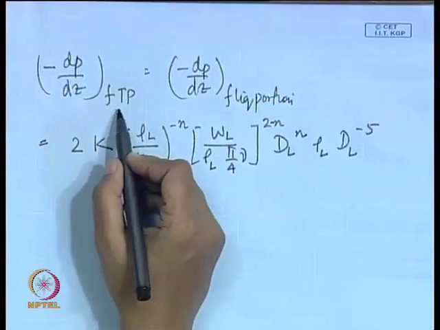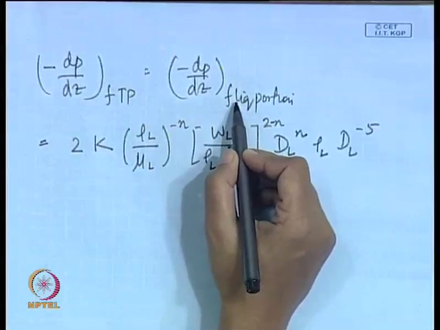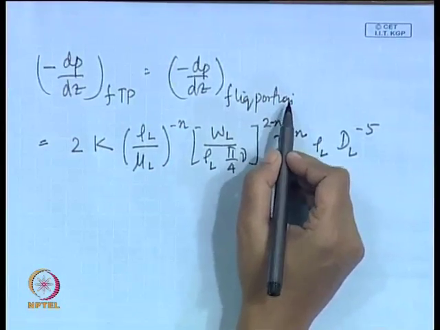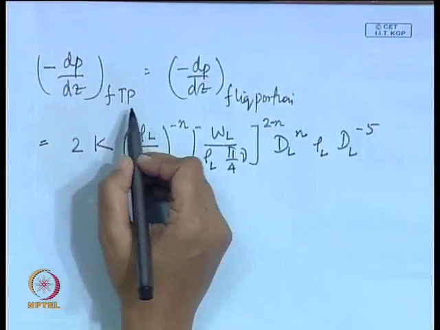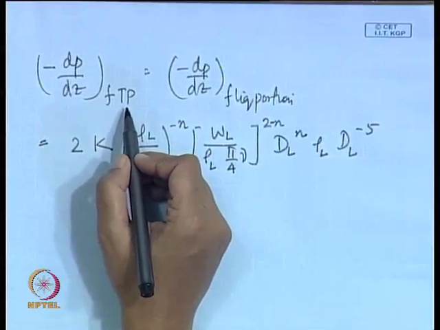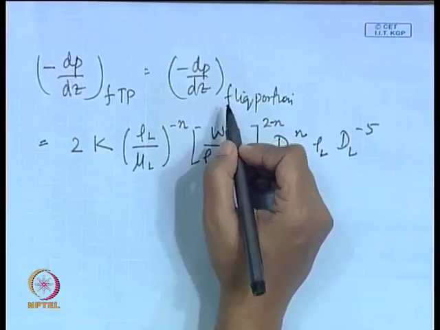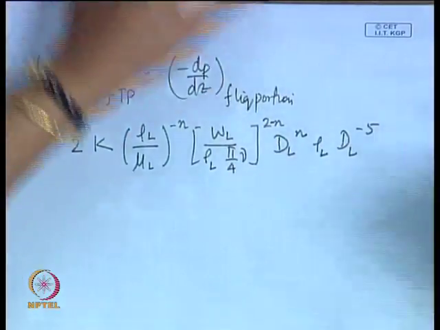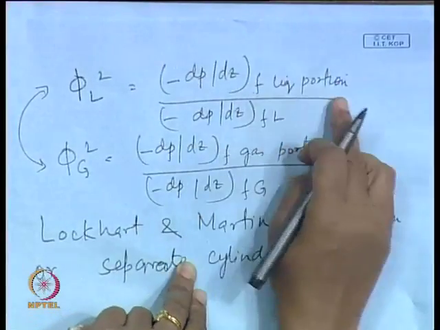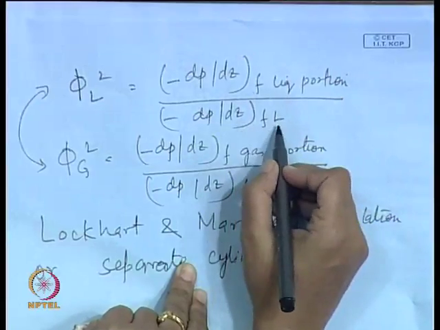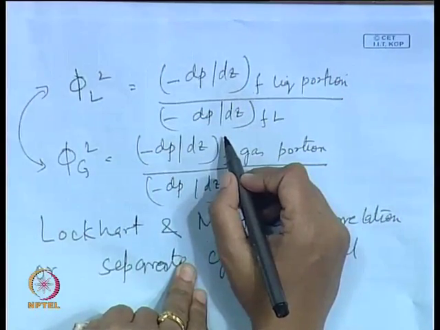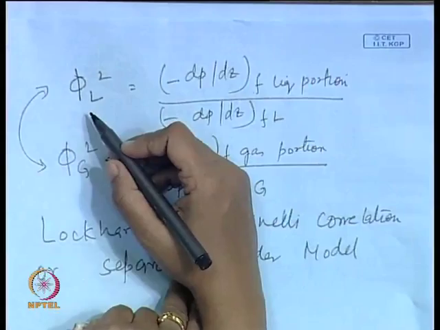So, this was the frictional pressure gradient expression in the liquid portion, which is nothing but the frictional pressure gradient in the two-phase system. Fine. Now, suppose this liquid flows alone in the pipe. Once we can find out these two expressions, the liquid portion we have found out. Now, when this liquid flows alone in the pipe, if we can find out and divide the two, we can get phi L square.